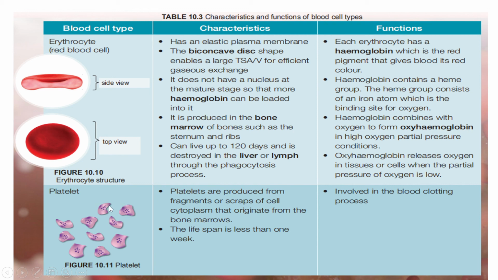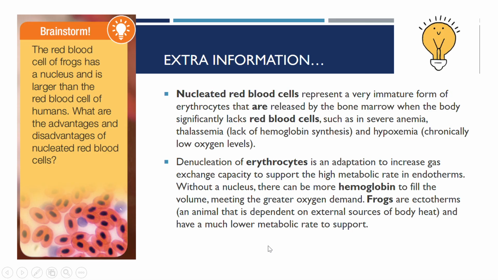They do not have a regular shape like the erythrocyte, and they are produced from fragments or strips of cell cytoplasm, also originating from the bone marrow, and they have a very short lifespan, which is less than 1 week. Now this is another piece of extra information which you can read on, about the nucleus in the erythrocyte.